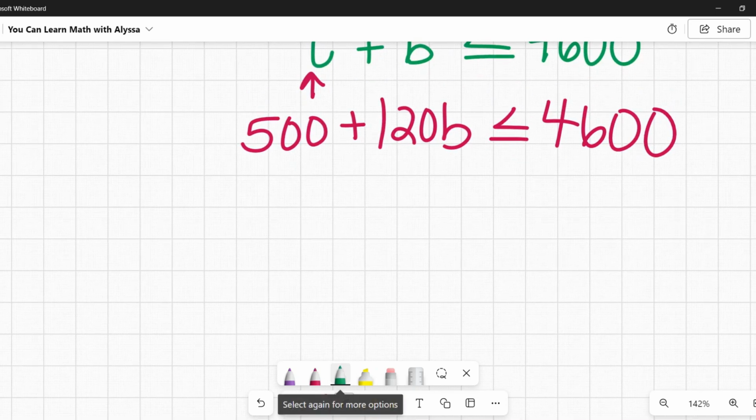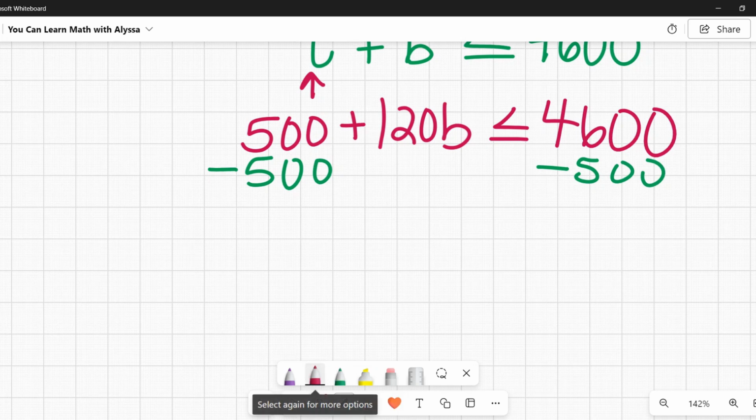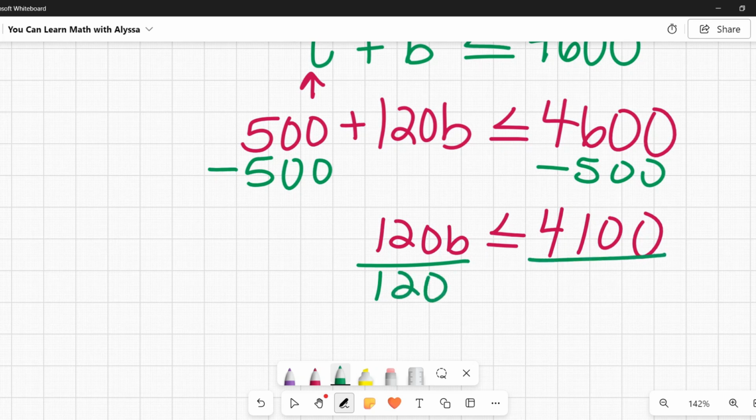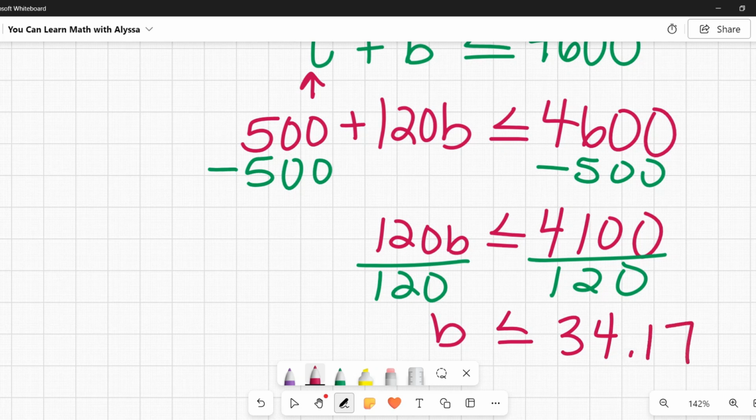So I'm going to subtract 500 from both sides to get rid of it on the left. I have 120B on the left and 4,600 minus 500, or 4,100, on the right. All right, so to solve, I need to divide both sides by 120. I'm going to do this on my calculator because time is of the essence on the SAT, and I think that's going to be the fastest way to divide this. So on the left, I just get B. And then on the right, 4,100 divided by 120 is 34.17 repeating. Is that my answer?